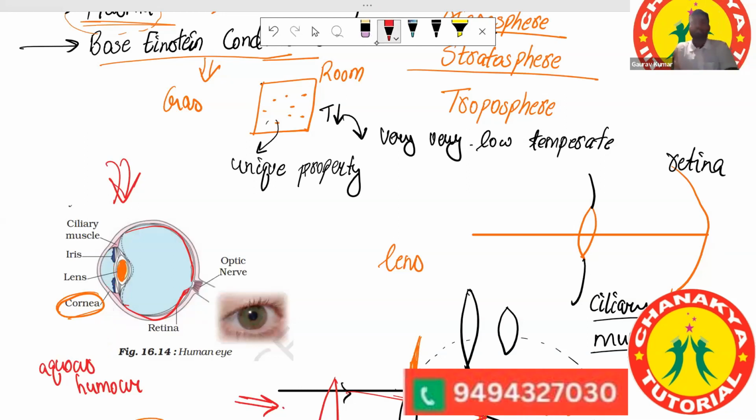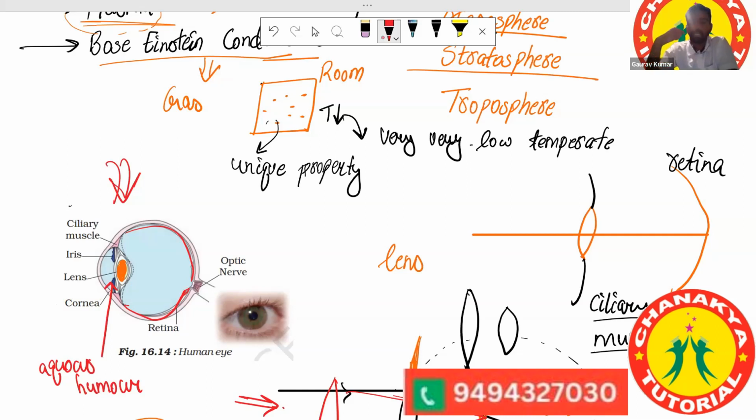These contact lenses are put outside, above the cornea, and they are put very delicately so that they do not damage our eye. It is also said that you should avoid contact lenses as much as you can, because a minor damage to the eye can lead to loss of your eyesight. So do not apply much pressure. Fine, sir.